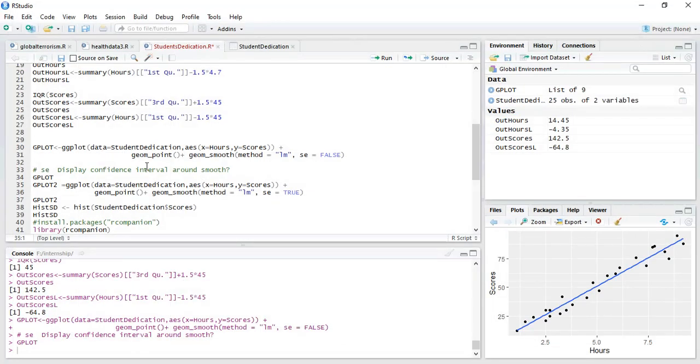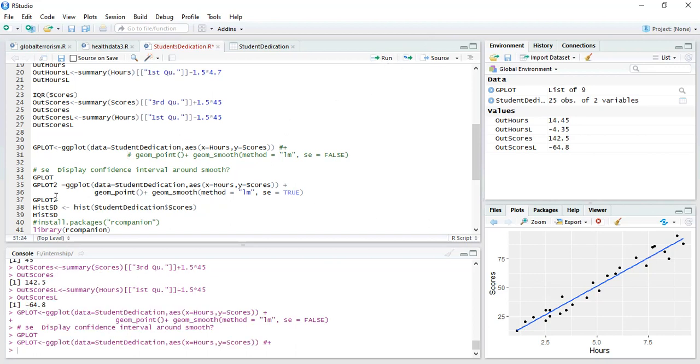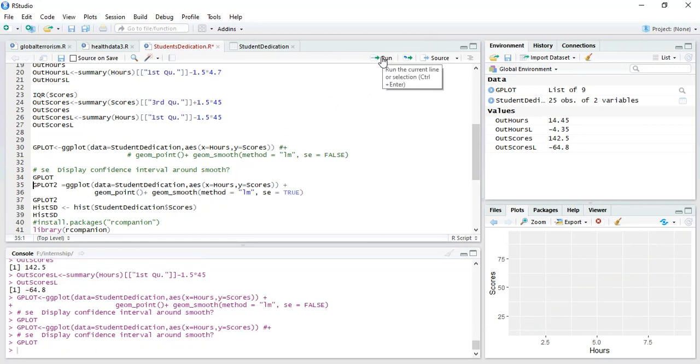Now, why is there geom point? I'll show you. If there is no geom point, what happens? You don't get anything, you just get a blank. So you need geom point so that you get those points.